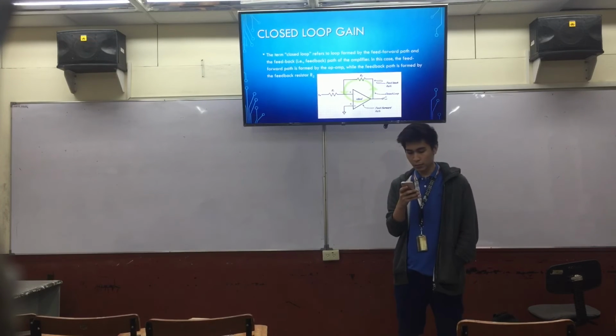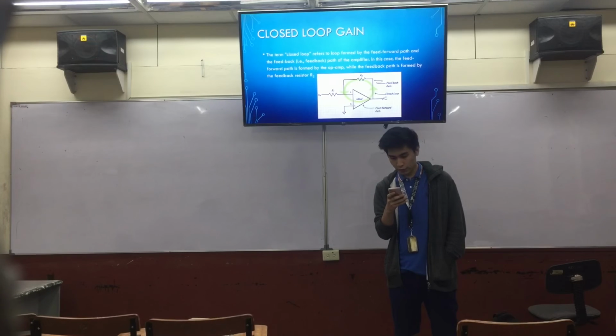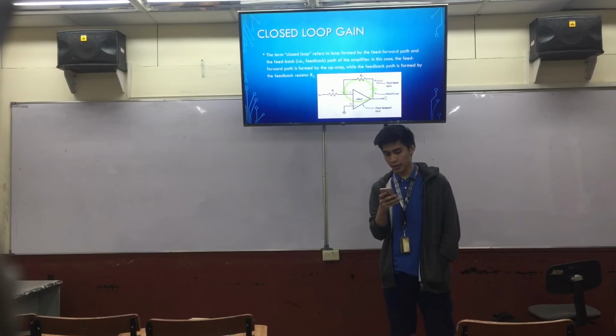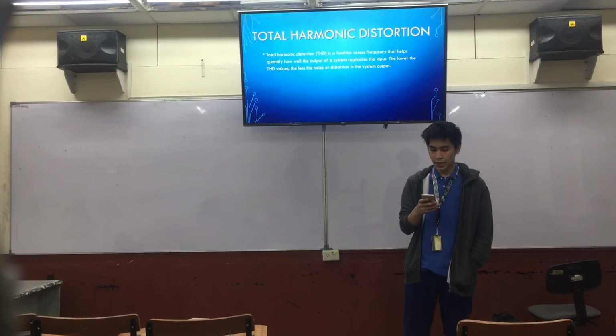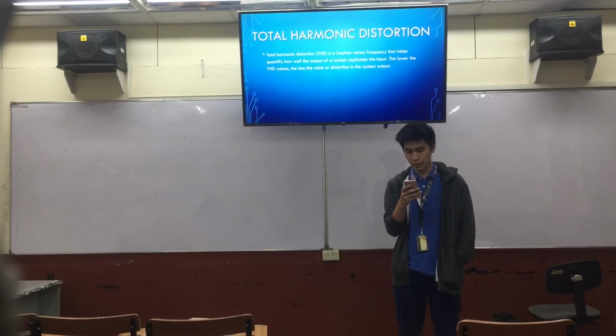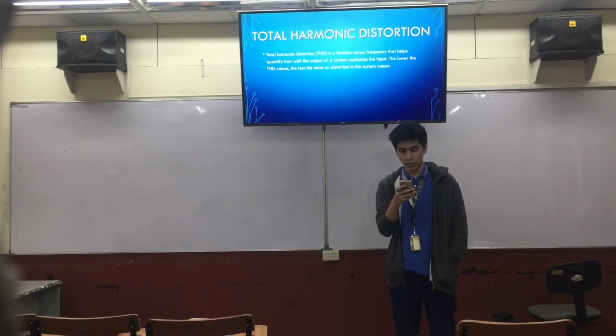The term closed loop refers to the loop formed by the feed-forward path and the feedback of the amplifier. In this case, the feed-forward path is formed by the op-amp, while the feedback path is formed by the feedback resistor R2. And lastly, the total harmonic distortion is a function versus frequency that helps quantify how well the output of a system replicates the input. The lower the total harmonic distortion value, the less the noise or distortion in the system output.